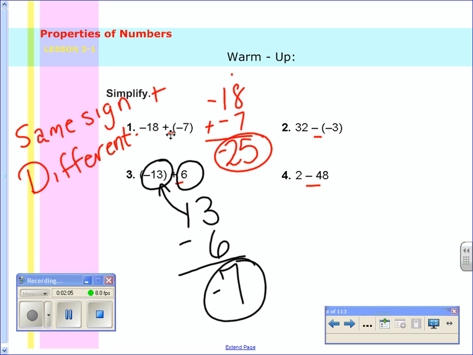You may not have used these rules to solve them. Maybe you used a number line. Maybe you used models. That's okay, too.